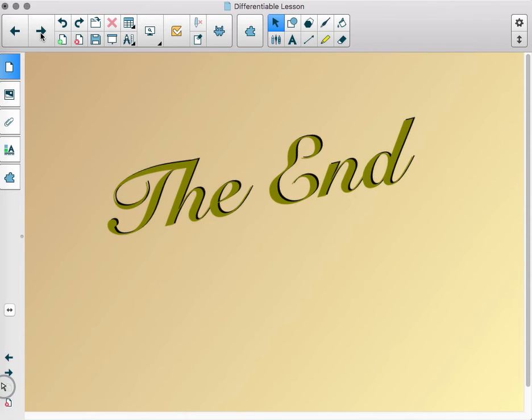All right, that's the end of the lesson. You can go to your worksheets now and identify where functions are not differentiable.